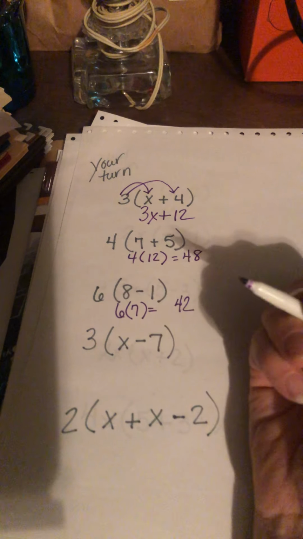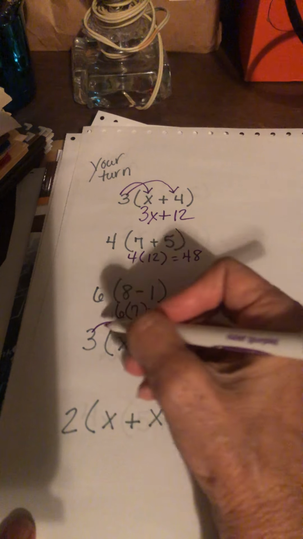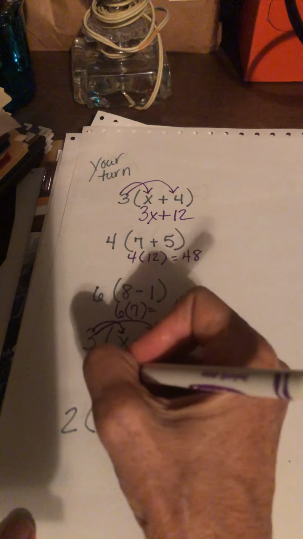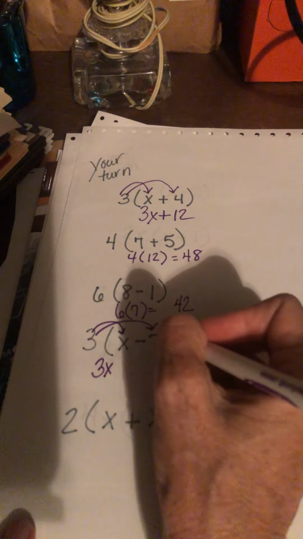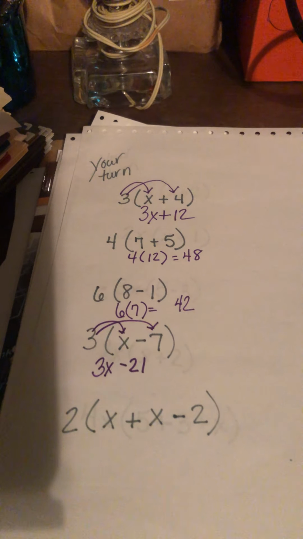x minus 7, I can't put that together, so I have to take 3 and times it to x, and 3 and times it to 7. 3 times x is 3x. 3 times negative 7 is negative 21. So I have 3x minus 21, or 3x negative 21.